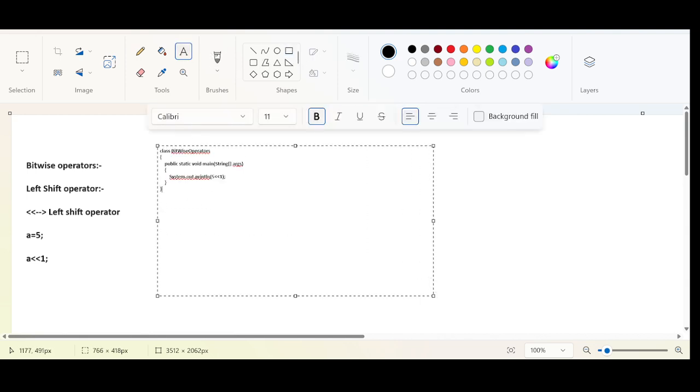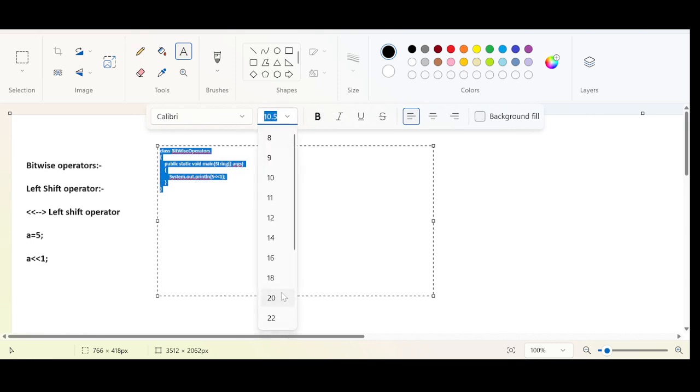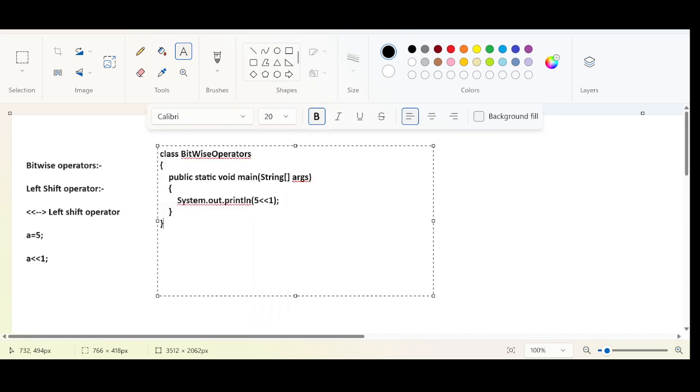So this is what the program is. We have used the number 5. With the number 5, we are left shifting this number with 1. Very simple. I have just used a left shift operator in between.